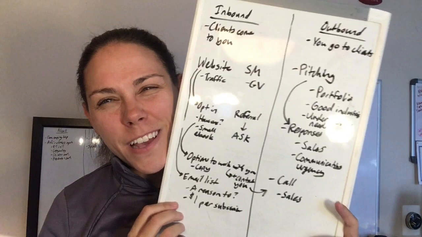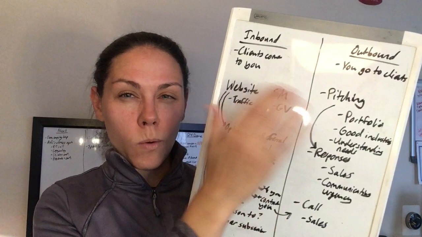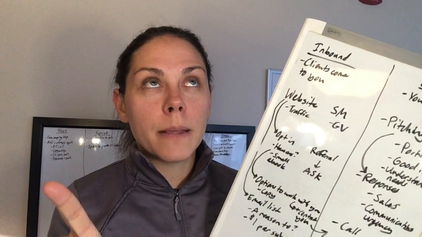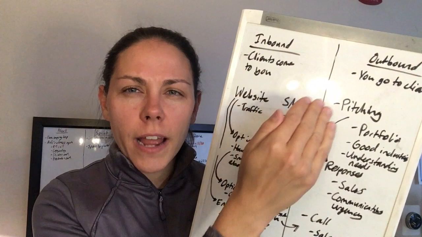Okay, so that was a lot, but that is the entire inbound and outbound client getting list. And if you're not getting clients, hopefully this illuminated what you need to do and why. I don't think I skipped anything, and also just something to keep in mind, it's not a bad idea, as you go through time, as if there's not enough on your plate already as a freelancer, to keep track of where all your clients come from.